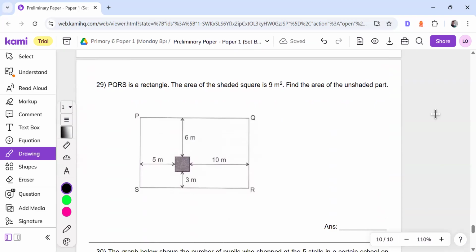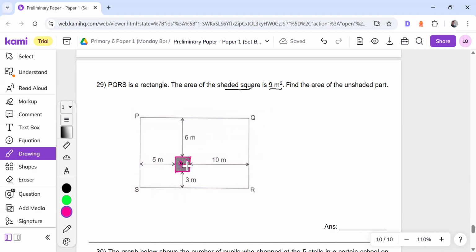PSLE question in paper one. So this is a real PSLE question. So PQRS is a rectangle. The shaded square is 9 meters square. Go and put inside. Don't know how to do, just put inside. Then think about it. Square, square.